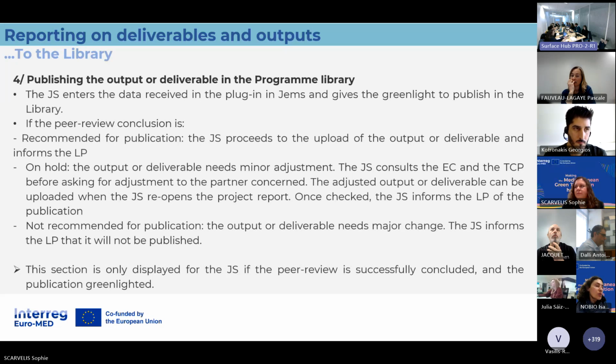The peer review conclusion can be of three types. It is recommended for publication. Then once we have put all the information into the system, we proceed to the upload of the deliverable and all the output into the library. We greenlight the publication. It goes directly to the library and we inform the lead partner.